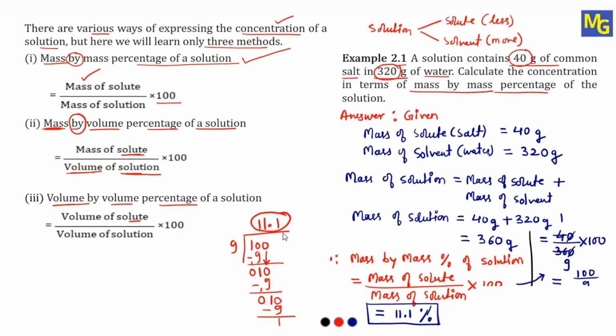So that's why the answer is 11.1, and the percentage symbol is there just because we are using the formula mass by mass percentage. So here I have completed the whole explanation of this topic, that is concentration of the solution. I hope you will understand this video. This video is very important. You will understand everything clearly with all the examples which we have solved just now on this page.